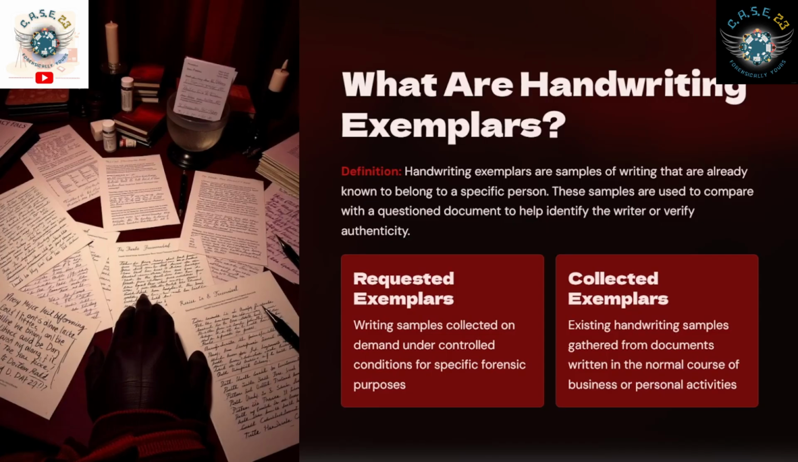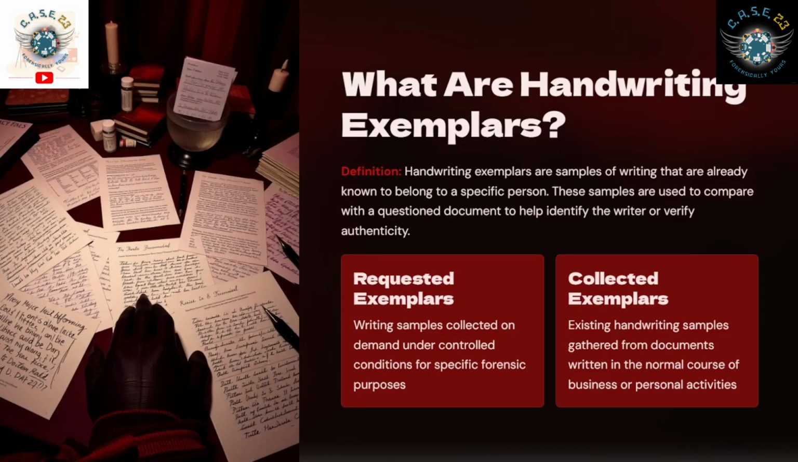So if any investigator has a piece of handwriting or a document and wants to know whether this person really wrote it, they will take a reference sample, that is the exemplar. Now there are two main types of exemplars: requested exemplars or collected exemplars. Requested exemplars are writing samples collected on demand, specifically for forensic purposes.